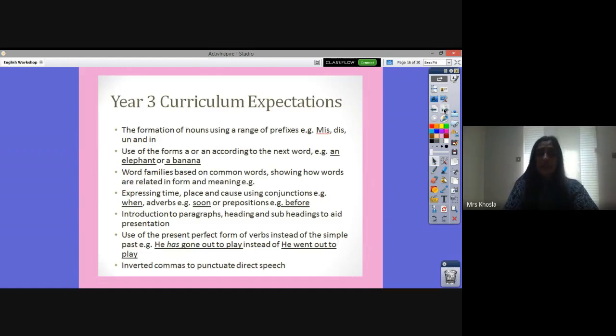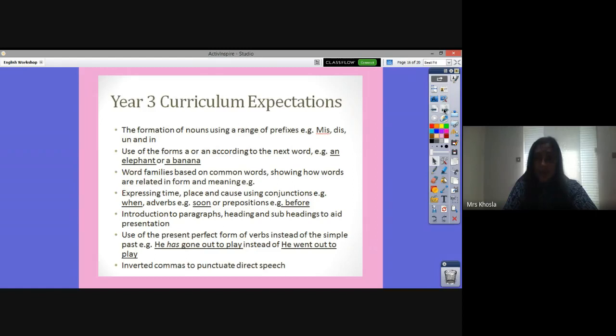These are the Year 3 curriculum expectations. The formation of nouns using a range of prefixes, for example, mis, dis, and in. Use of the forms a or an according to the next word, for example, an elephant or a banana. Word families based on common words, showing how words are related in form and meaning. For example, when expressing time, place, and cause, using conjunctions such as when, adverbs such as soon, or prepositions such as before.